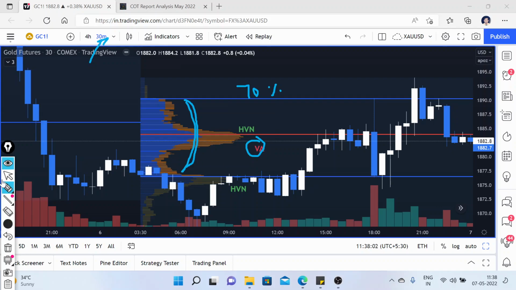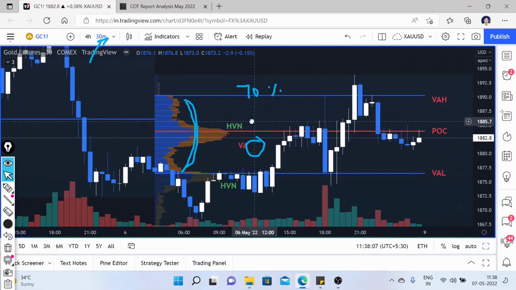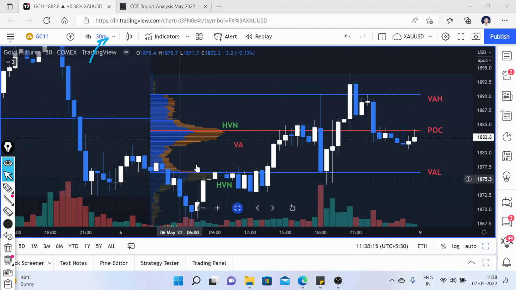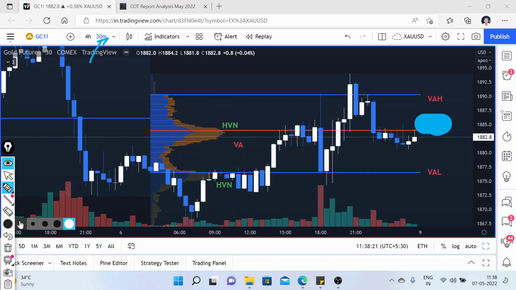So what is the other area? We have to discuss that now. The next term, the most important term that we have to keep in mind, is the POC, this one. So this is the POC.